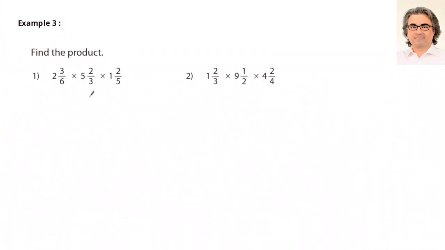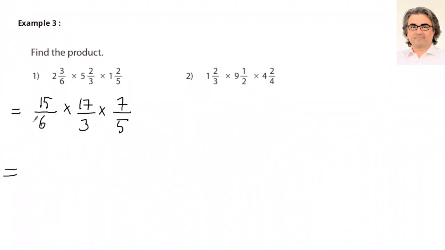We have 3 mixed numbers. Change them into their improper form. 2 times 6 is 12. 12 plus 3 is 15. For the first one, 15 over 6 is the improper form. What about the second? 5 times 3 is 15. 15 plus 2 is 17. 17 over 3 times 1 times 5 is 5. 5 plus 2 is 7. 7 over 5.